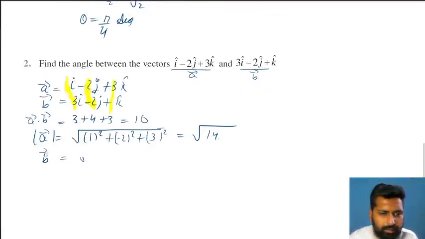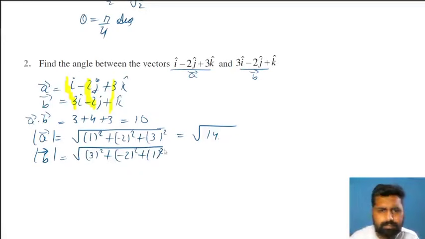Similarly, calculate the magnitude of B vector. So square root of 3 squared plus -2 squared plus 1 squared, again the same. So this is also coming to be 9 plus 4, 13, plus 1, 14. Anyhow, they are of the same magnitude.